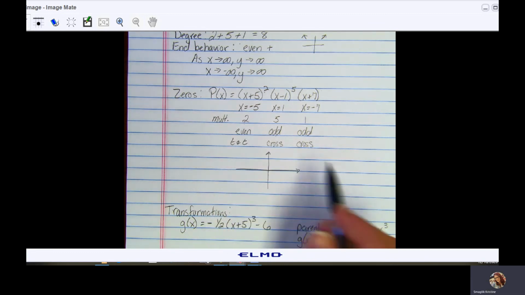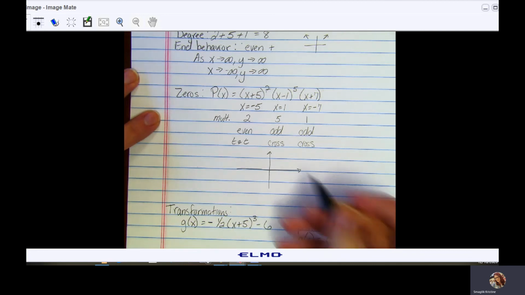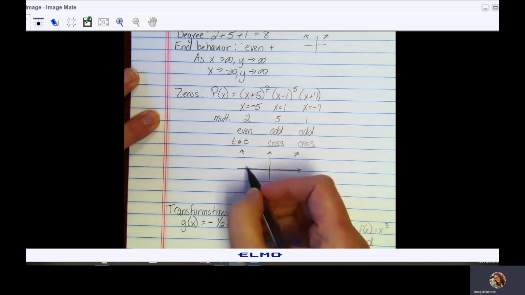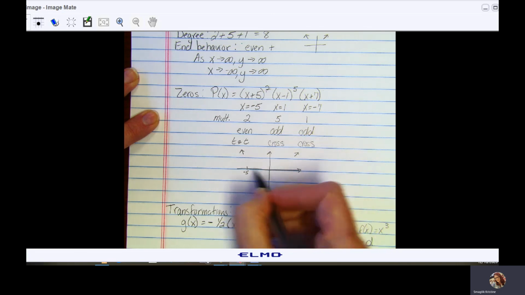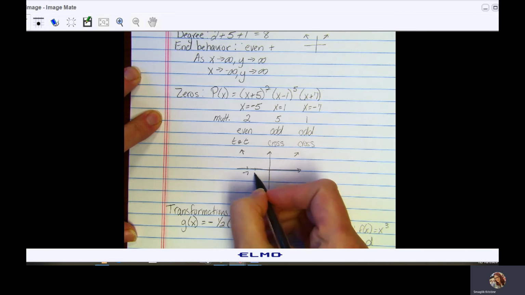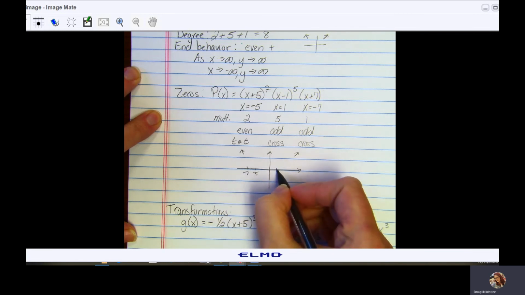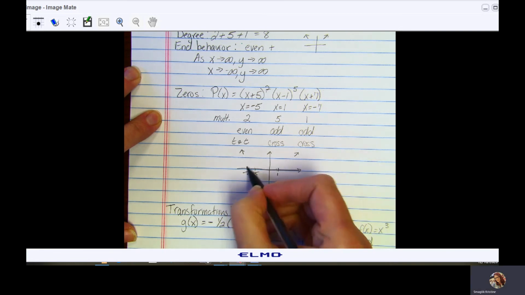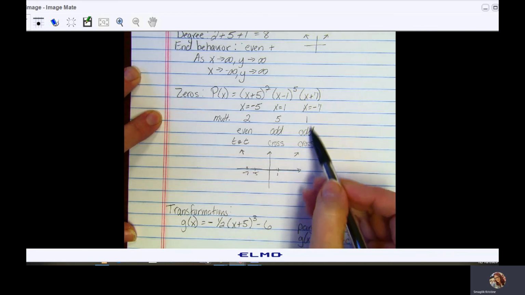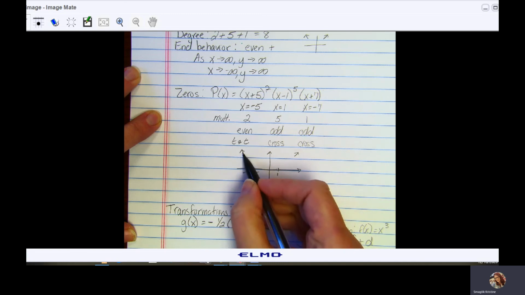So let's start out. Our end behavior we determined was even positive, which is up and up. Let's put in our zeros. I have one at -5. I have one at +1. Oh, looks like I need to rescale this. I've got a -7. Let me get this as -7, -5, and I've got a +1. Okay, so we can work left to right. When x is -7, my graph has to cross the x-axis. So it's going to come down, and go through it.